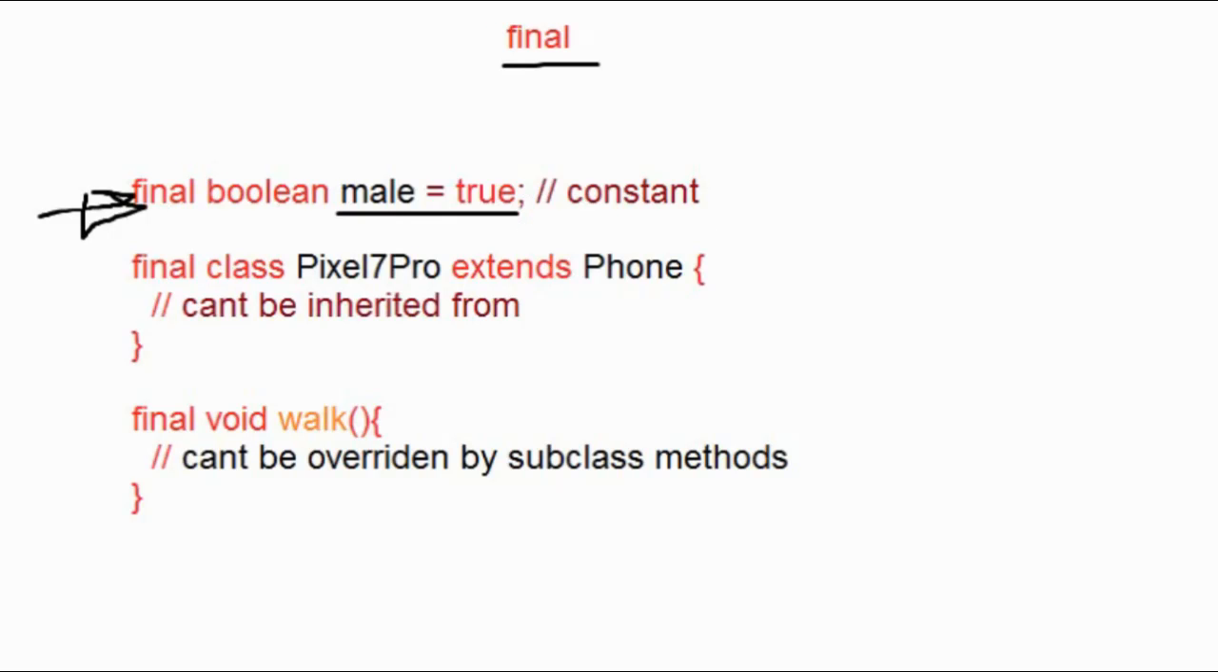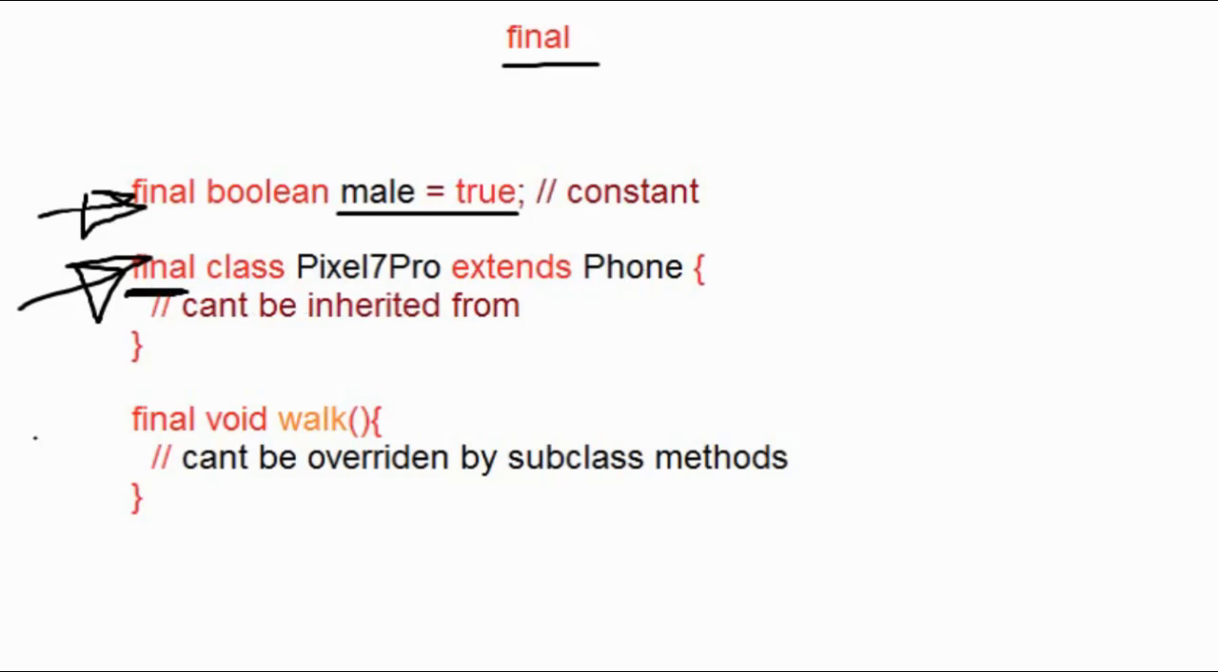Then the second case is when you use it on a class. For instance, this class Pixel 7 Pro extends phone. Now, when this class Pixel 7 Pro is created, it will not be inherited from because it is final. So the keyword final makes it not to be inherited from. So it can inherit from other classes like phone, but it won't be inherited from.